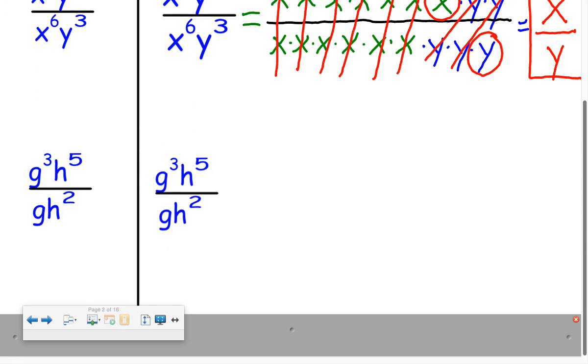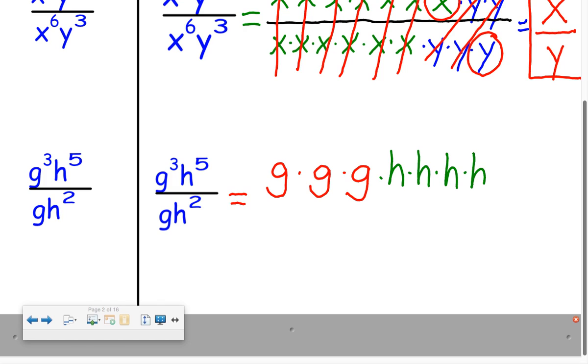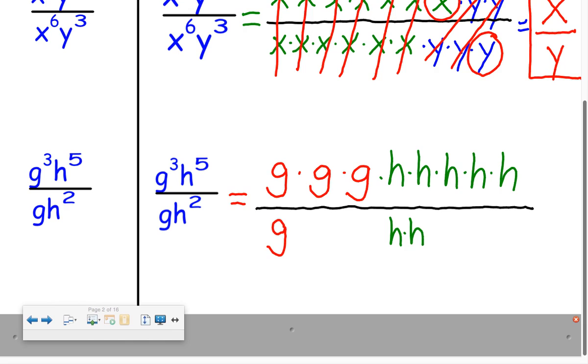Alright, g to the 3rd times h to the 5th over g h squared. So I will expand the top. G to the 3rd is g times g times g. H to the 5th, so I'll write 5 h's. And on the bottom I have 1 g and 2 h's. If you want to, you can line up your variables. I didn't do that on the top one, but if it makes it easier for you when you're canceling, that's definitely something that you can do.